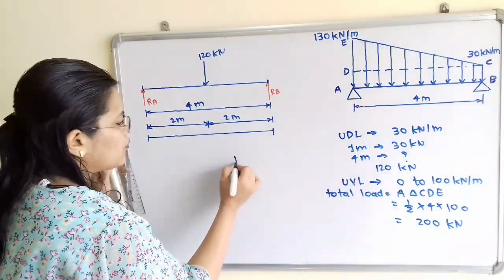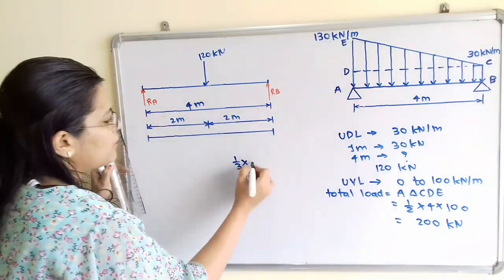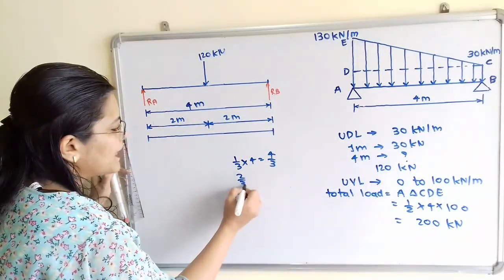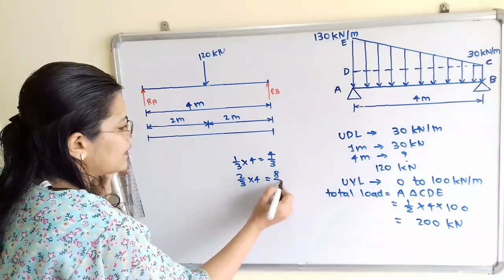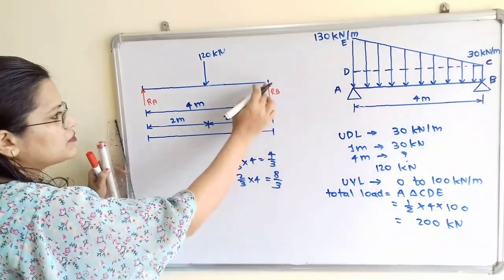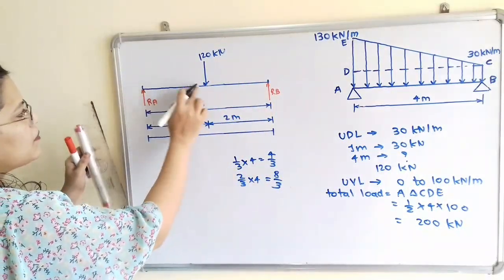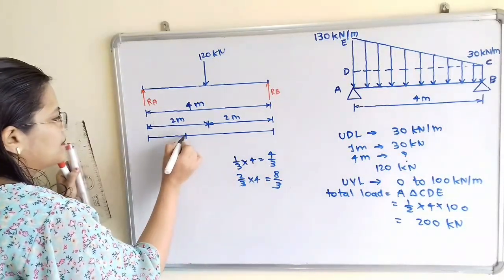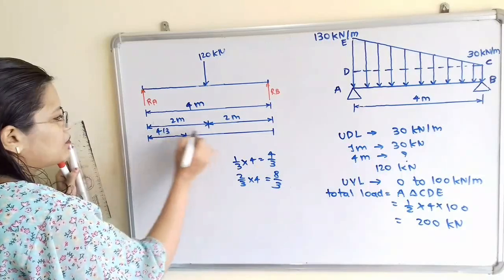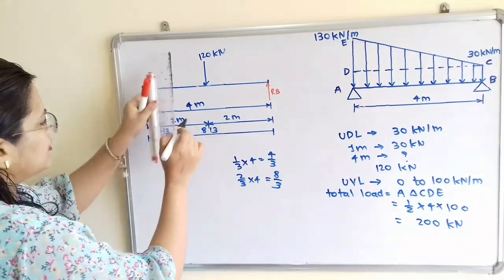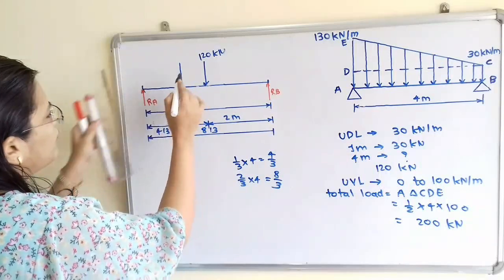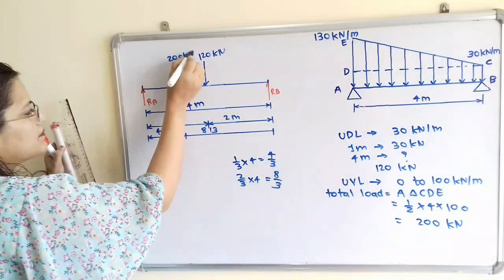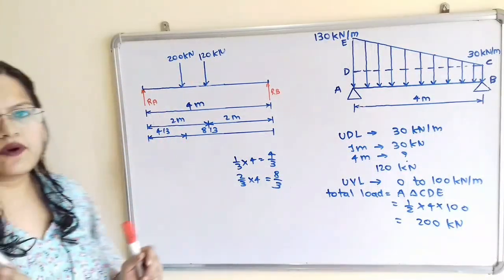So what is this distance? 1 by 3 multiplied by this total span 4, that is equal to 4 by 3, and remaining distance is equal to 2 by 3 multiplied by 4, that is equal to 8 by 3, and this distance is from minimum load. So from maximum load, that is from this point A, we have to select the distance 4 by 3. So here this distance is 4 by 3 and remaining distance is 8 by 3. So this is the point of application of load, and this is equal to 200 kilonewton. So this is the free body diagram.